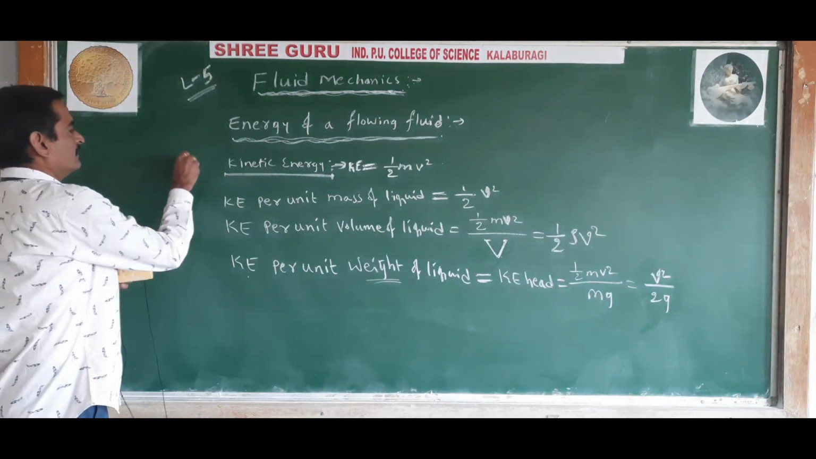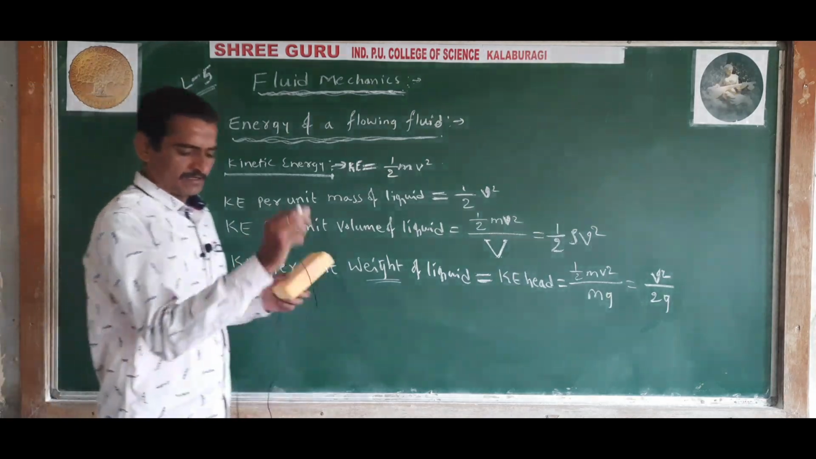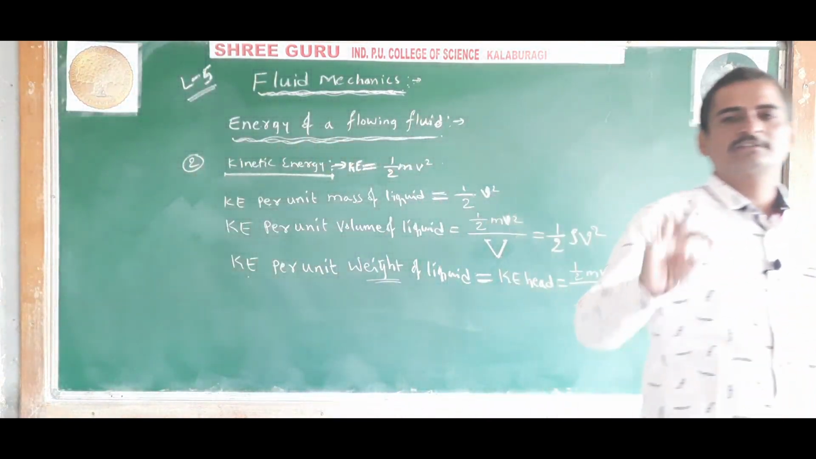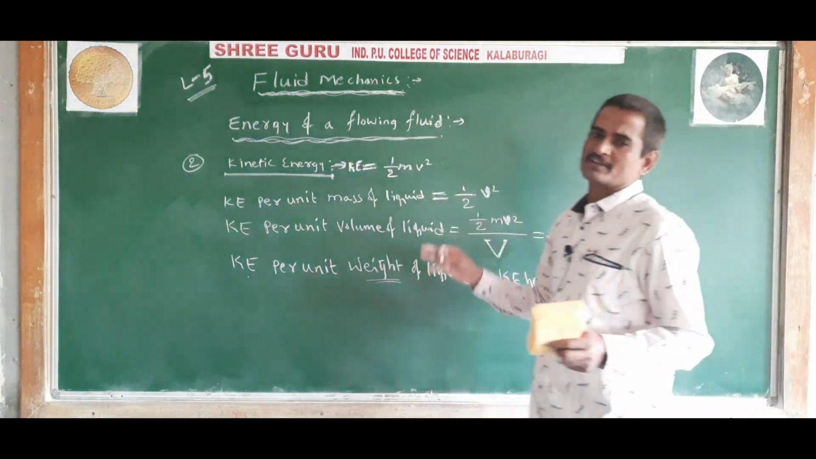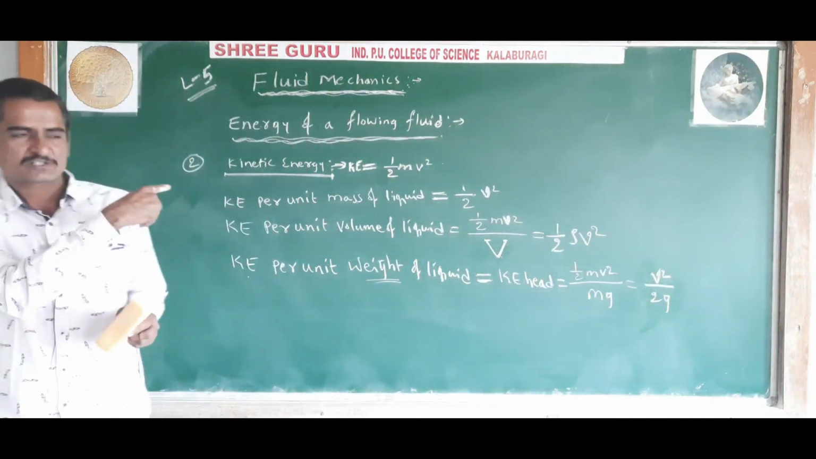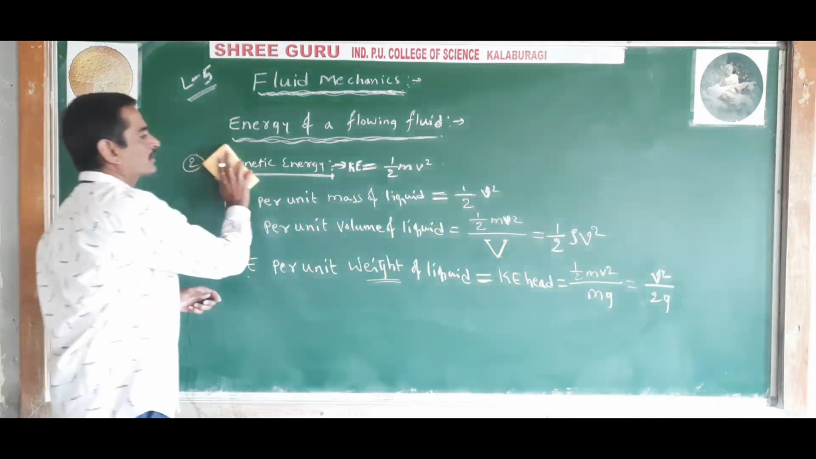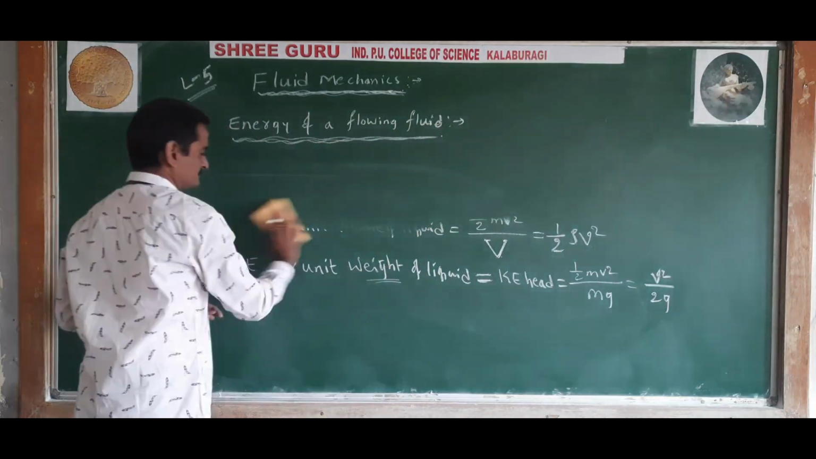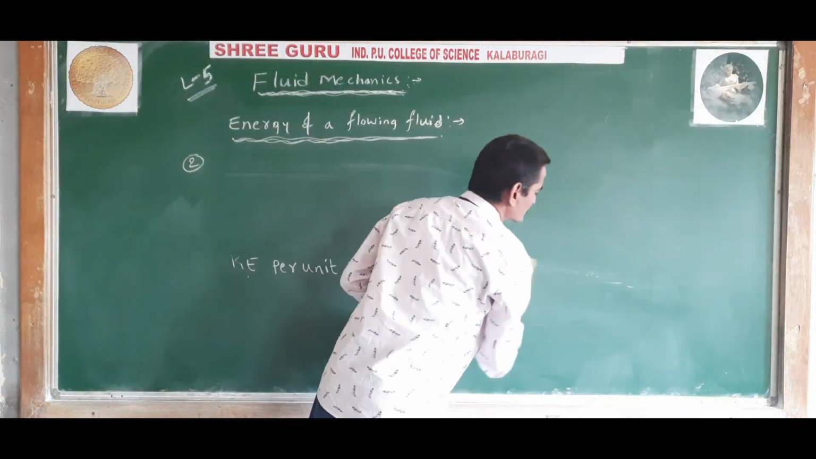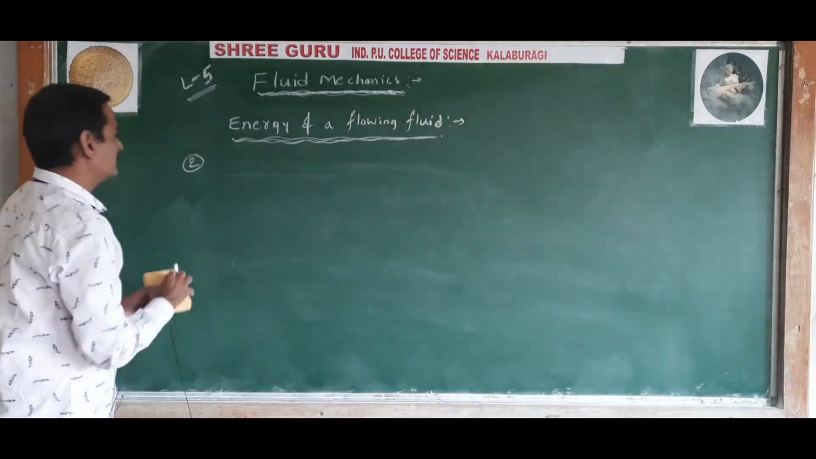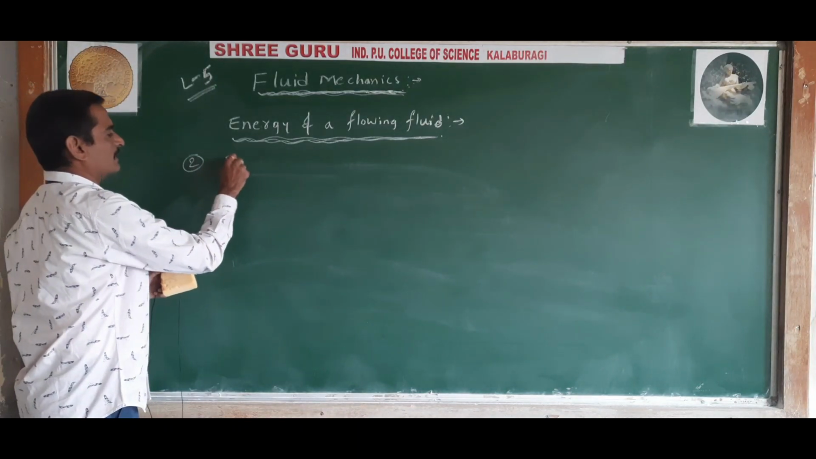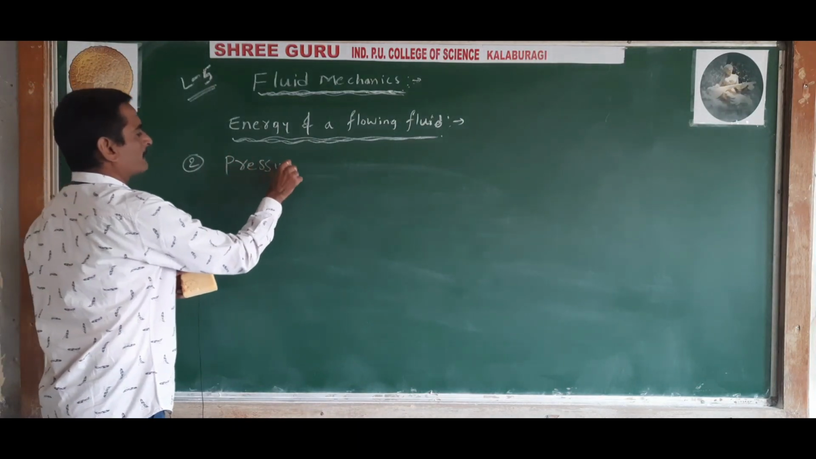Second one: a fluid having streamline flow will have three types of energy: kinetic energy, pressure energy and potential energy. First one, kinetic energy, is completed. Now next, the second one, pressure energy. The pressure energy is the energy possessed by the liquid by virtue of its pressure.